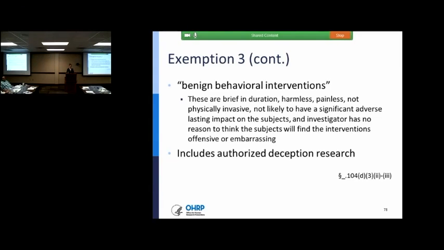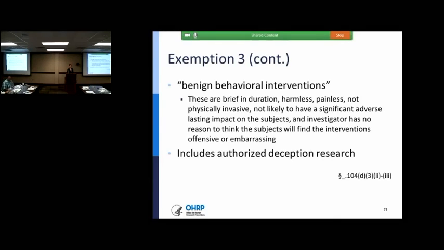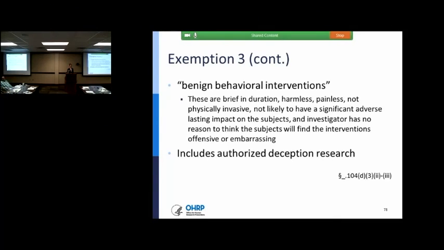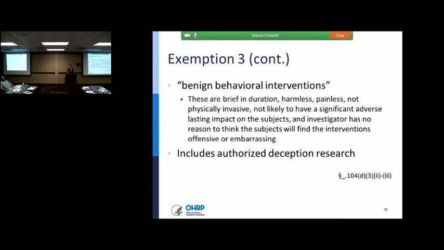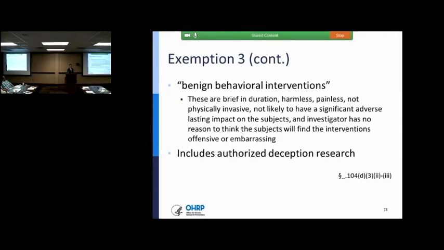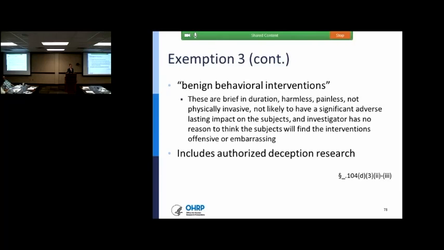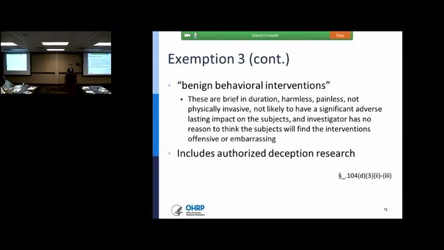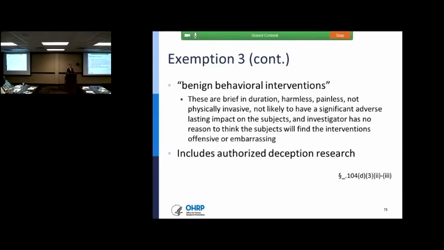Yeah, it's hard to classify them as non-medical. Not everything non-medical is benign. Oh, no. Sorry, that was not my intention. If that's what I said, I apologize. No, the idea here is that they have to be benign and only behavioral, right? So these would be, as Ivor went through during his talk as well, brief in duration, harmless, painless, not physically invasive, not likely to have significant adverse lasting impact, and the investigator has no reason to think that the subjects will find the interventions offensive or embarrassing, right?